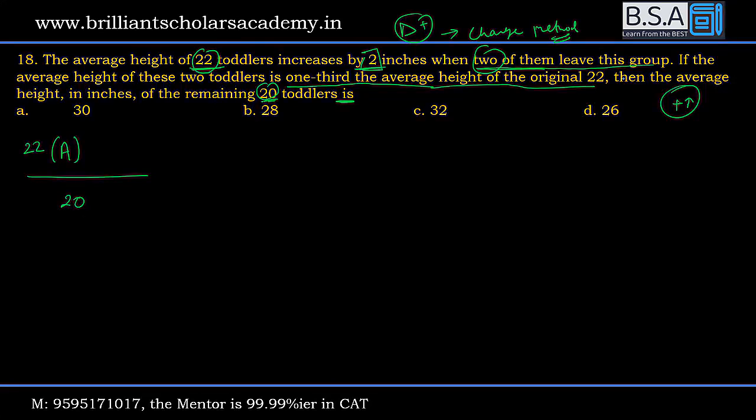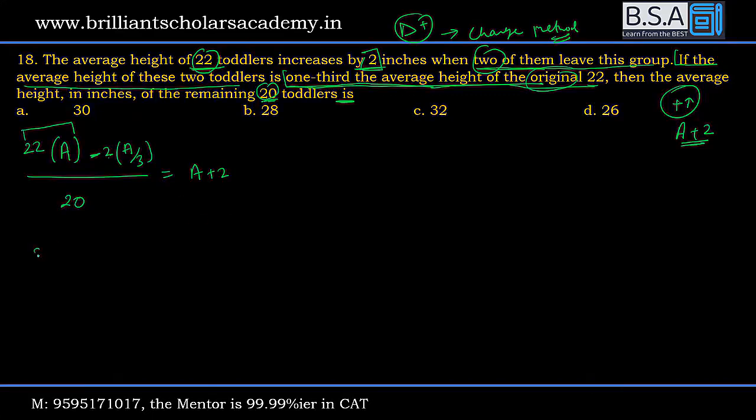Now please pay attention. Listen to this. If the average height of those 2 toddlers is 1/3 of the average of the original 22. I've assumed the average as A. The people who are leaving, their average is A by 3. How many of them are leaving? 2 of them are leaving. So they will take away their height. This is the total height of those 2 toddlers leaving. Their average is A by 3. And because of this, the total average increases by 2. Understand, your answer is not A. Your answer is the new height, A plus 2.